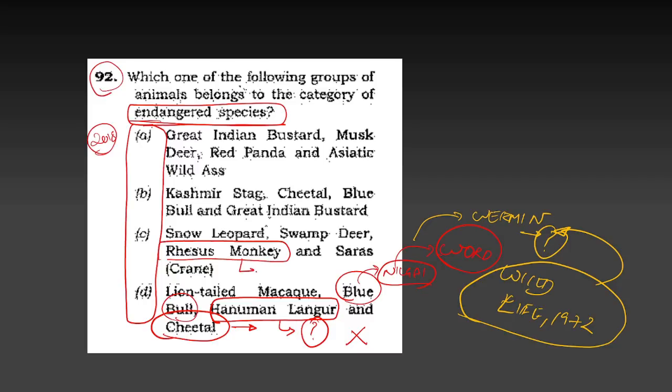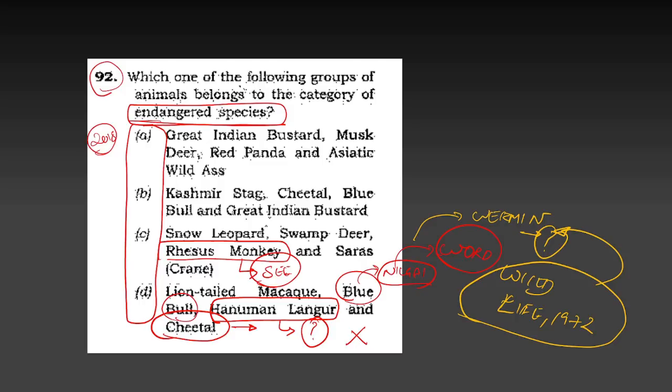This monkey is what we will see every place. In Delhi, for interview, if you go, you will see this. Or you go to some temple, you will see this monkey. This is a monkey which is present everywhere. Hanuman Langur also, I think everyone would have seen. So when you have seen all these things, how would you say that they are endangered? So what I am saying in this type of question is that do not panic.